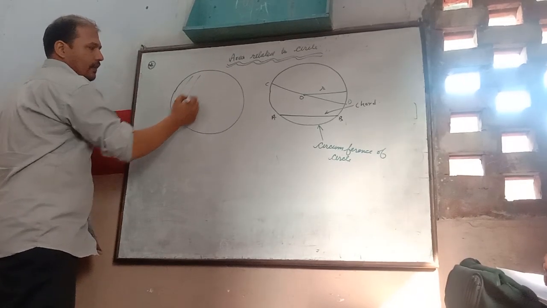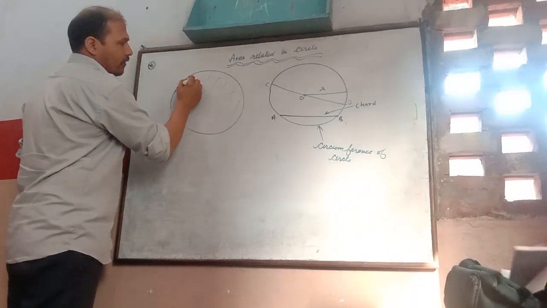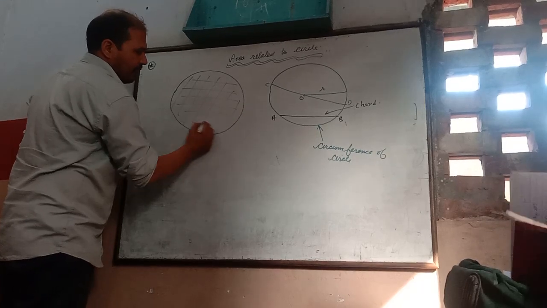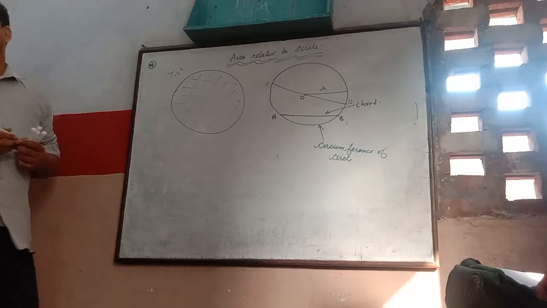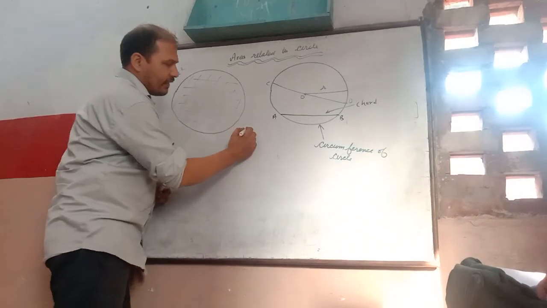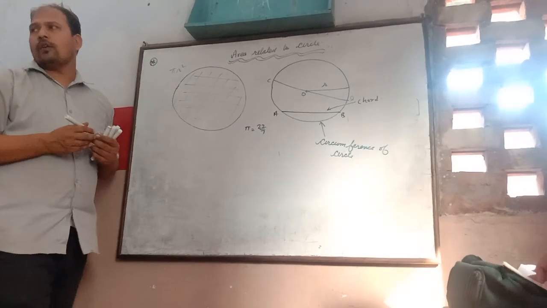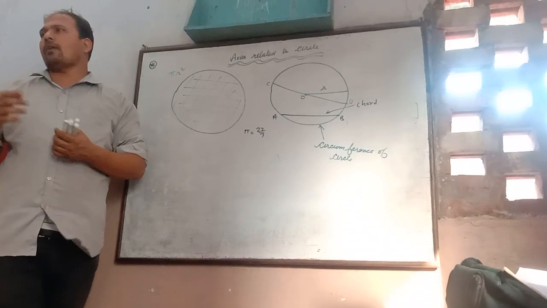that is the area of the circle. What is the formula to find the area of the circle? Pi r square. Now value of pi, always the value of pi is equal to 22/7. But actual meaning of pi, what is the actual meaning of pi?